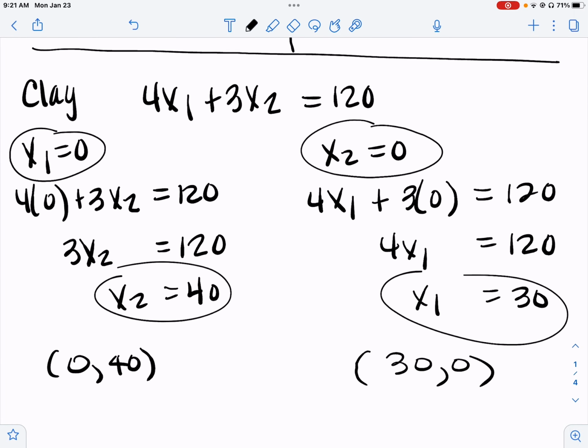Our clay constraint, 4x1 + 3x2 = 120. Same thing, we plug in x1 = 0. We get 3x2 = 120. Divide, we get (0, 40). Now plug in x2 = 0 on the right side. We get 4x1 = 120. Divide, x1 = 30. So (30, 0) is that point.